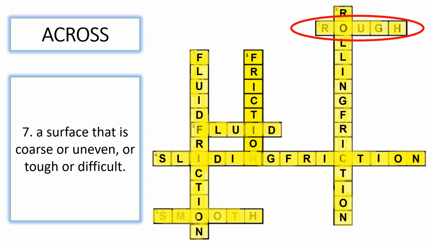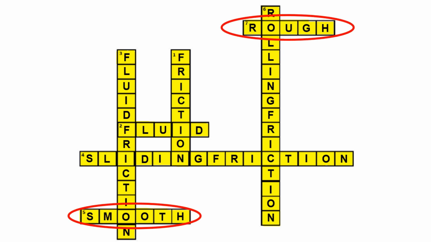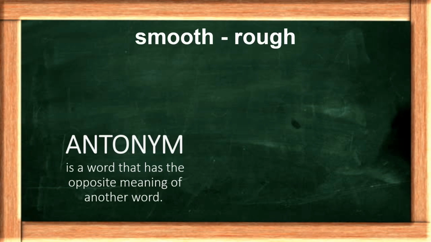Great job for those who get the perfect score. In the crossword puzzle, there are two words that are opposite in meaning. What are these two words? Yes, these two words are smooth and rough. In English, a word that has the opposite meaning of another word, like smooth and rough, is called antonym.